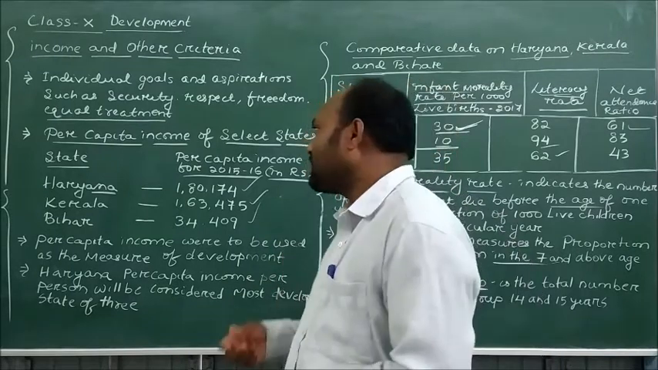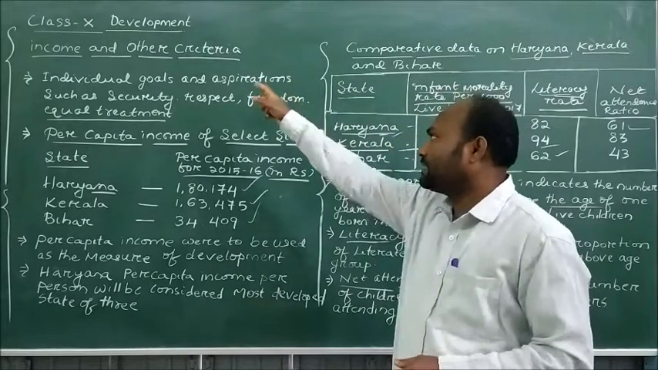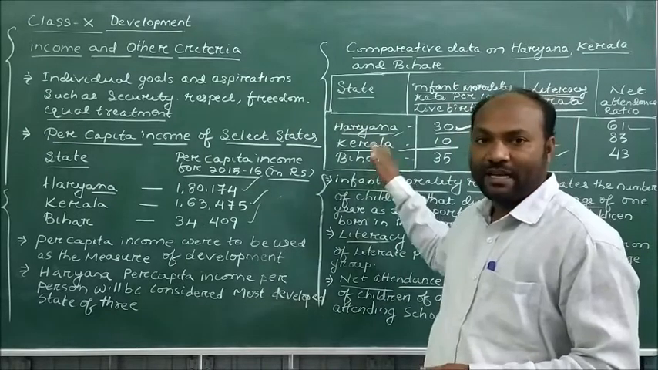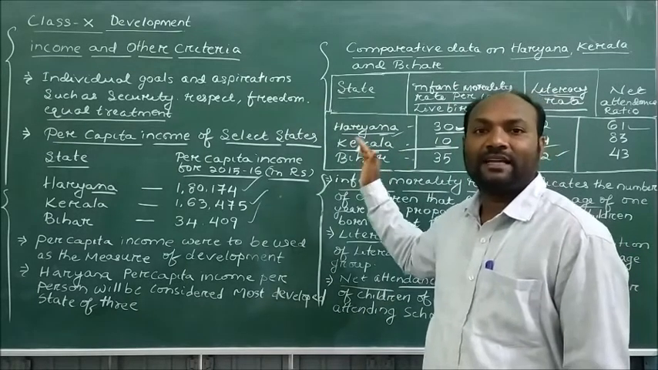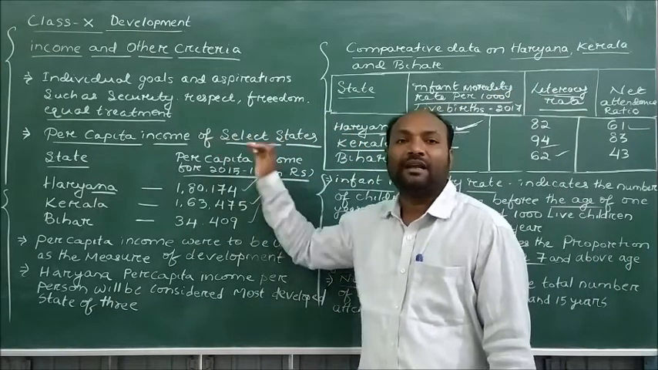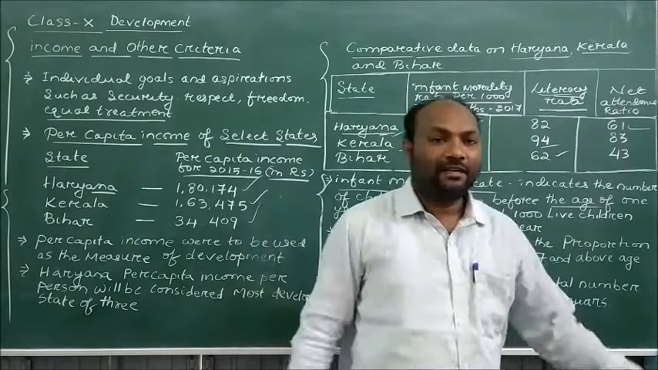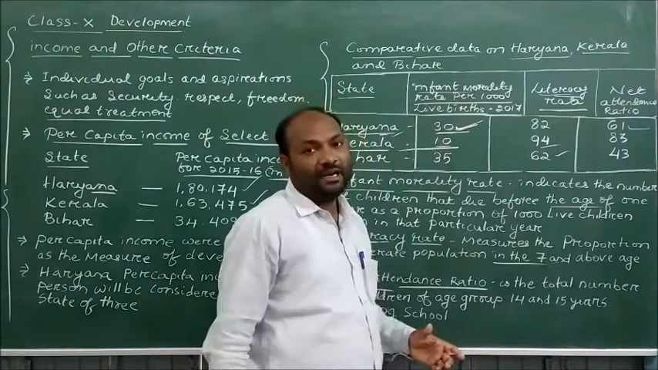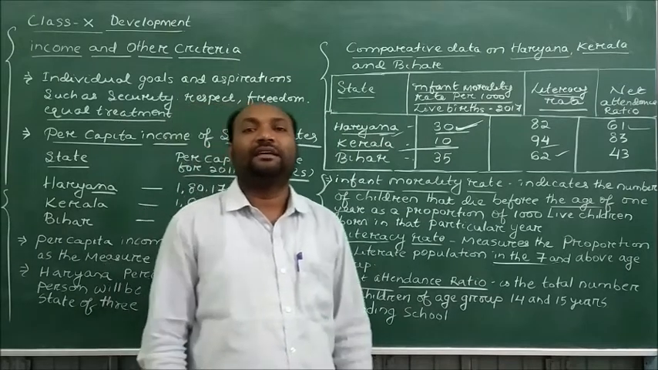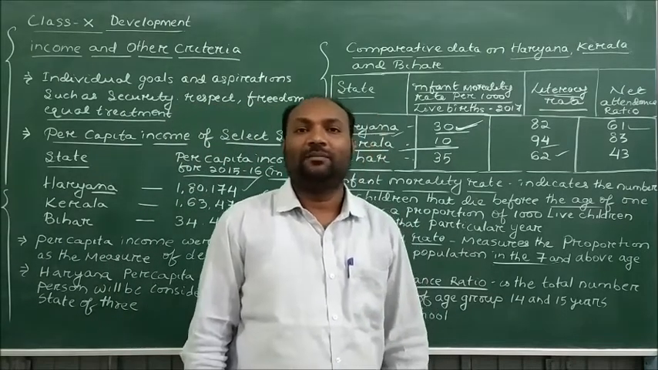So dear students, as we understood from income and other criteria, in per capita income Haryana is better, but in terms of infant mortality rate, literacy rate, and net attendance ratio, Kerala is considered the most developed state in India.